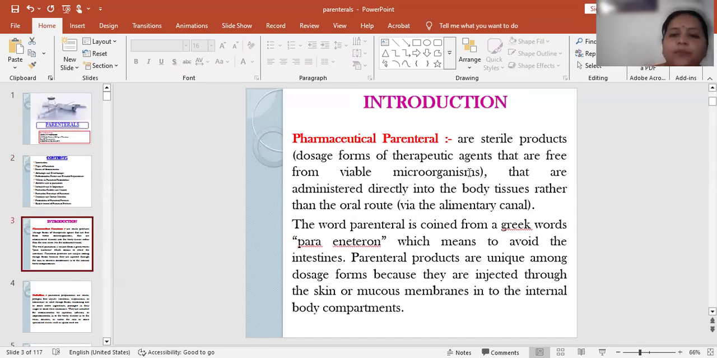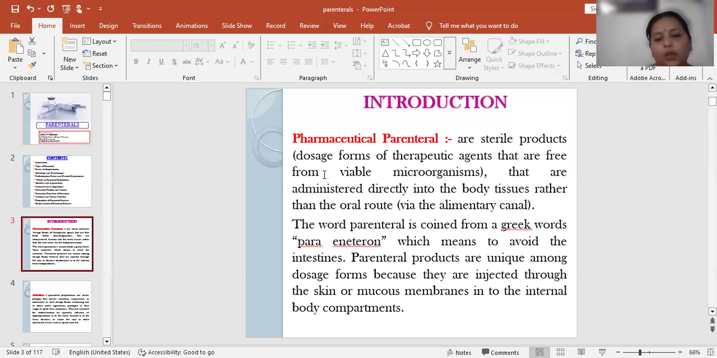We're coming to the pharmaceutical parenterals. These are sterile products. Sterile means free from viable microorganisms. They are administered directly into the body tissues rather than by the oral route. The word parenteral comes from the Greek word. We can divide it into two parts. Para means avoid the intestine. Enteron means enter into the IV system, intravenous system, or any other directly into the body system.